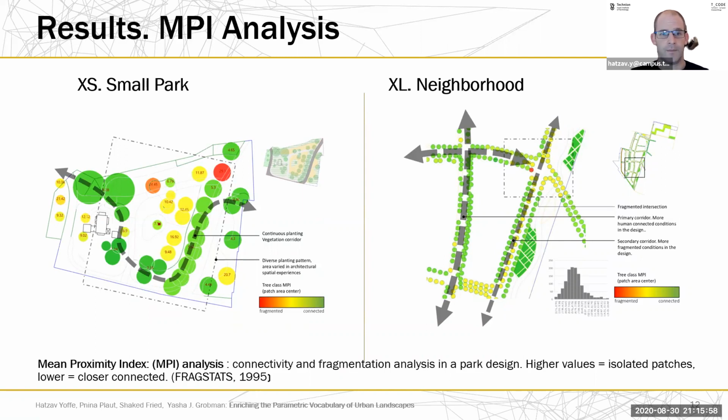What we see here is the representation of one of the spatial metrics we added in the measurements, which is the MPI. MPI is mean proximity index, and it represents connectivity and fragmentation of an ecology. What we are adding here is a tool that can predict or give an indication about the ecological performance of the vegetation design. It can also inform us about diversity of the design in terms of planting schemes and spaces, etc.